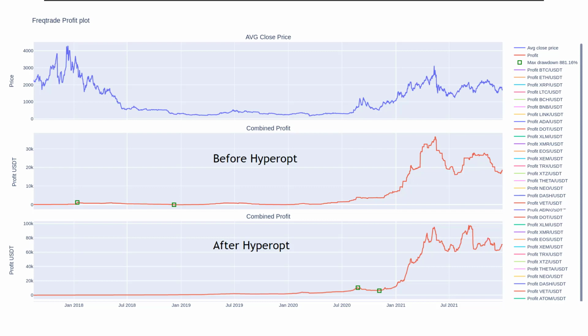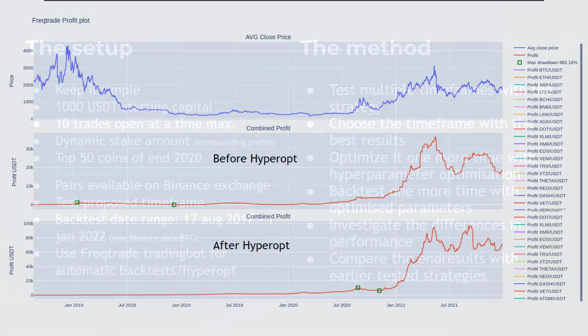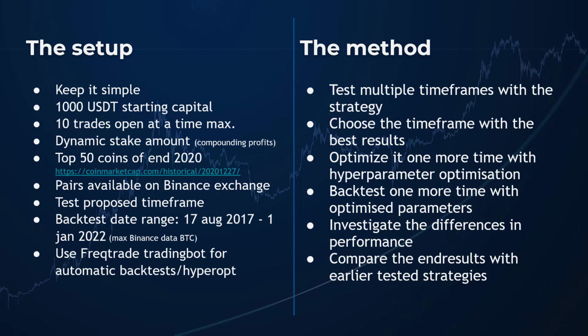Let's see how this Vulcan strategy performs in comparison with the earlier tests I have done. But before I continue with the overall strategy league, I quickly want to inform you about the way I do these tests. In this overview I've written down the setup for these tests and also the method I use to find the best strategy. This is the way I do these backtests to find the most profitable strategy. You can always use this as an inspiration to develop your own methodology.